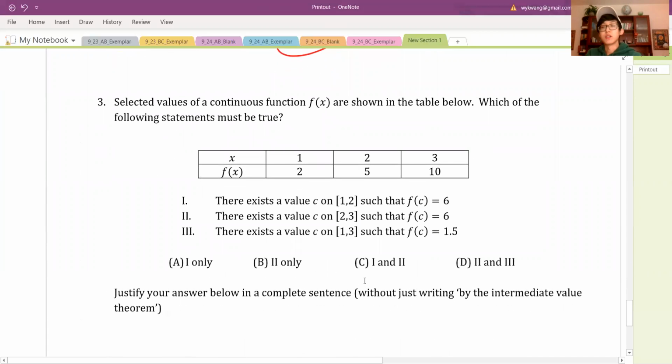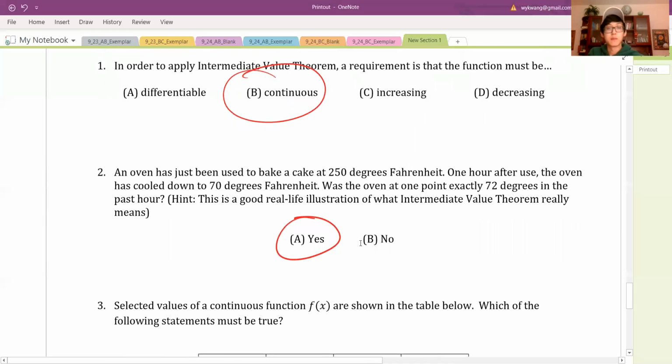So that's the whole idea of the intermediate value theorem. I'm just going to reinforce that. The intermediate value theorem is saying, let's say I have a function from A to B, and it goes from, let's say, 5 to 2. Or, let's just use the oven example. It's cooling down from 250 to 70.